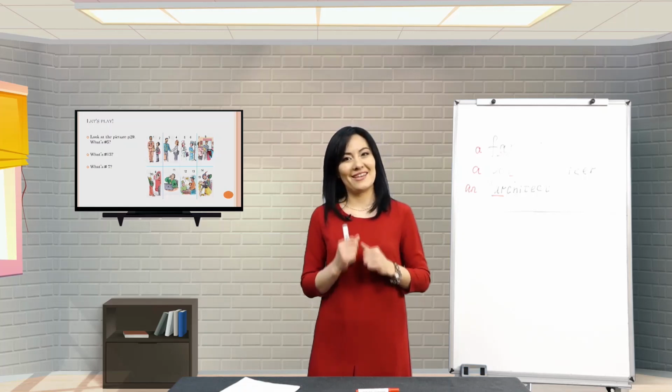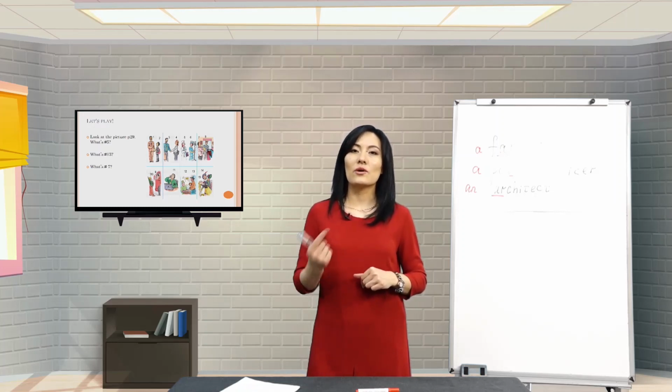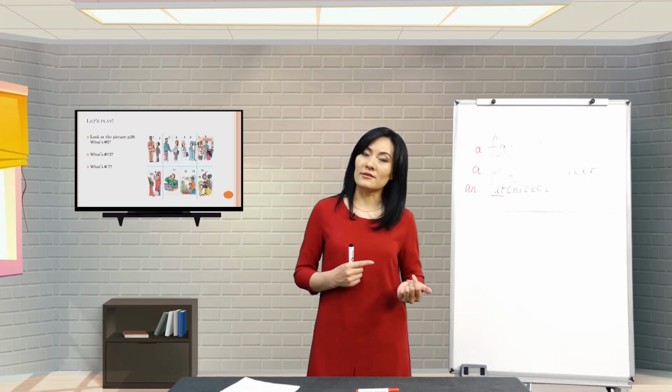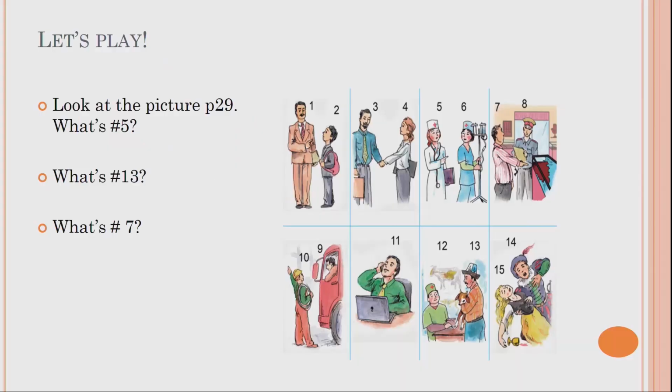Now, let's play. You look at the picture again and I ask, what is number 1, what is number 11. Try to remember, okay? Look at the picture. I ask you, you try to say. Good. What is number 5? Yes, it's a doctor. What's number 7? Right, it's a seller. What's number 13? It's a vet. Good.